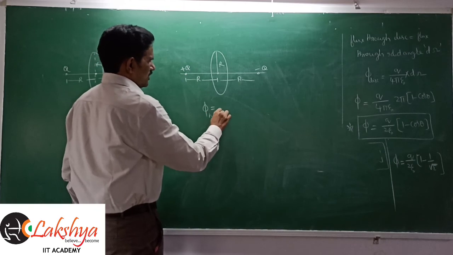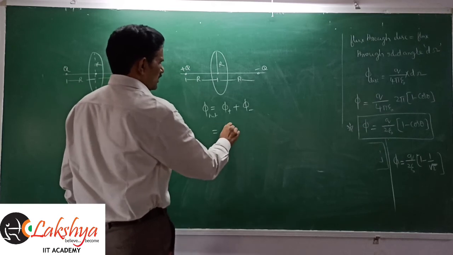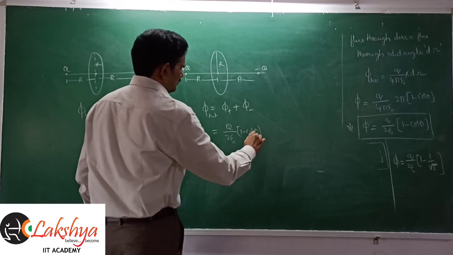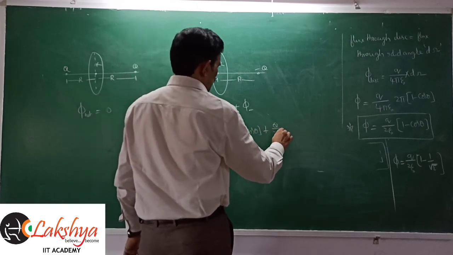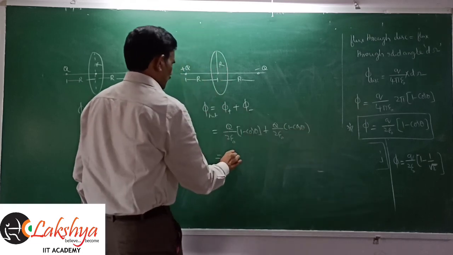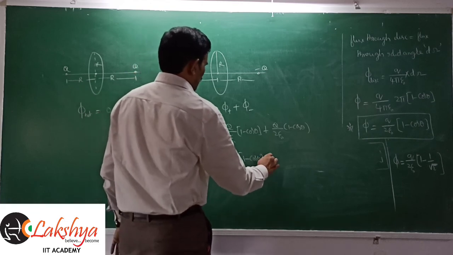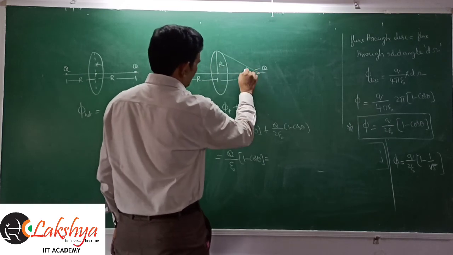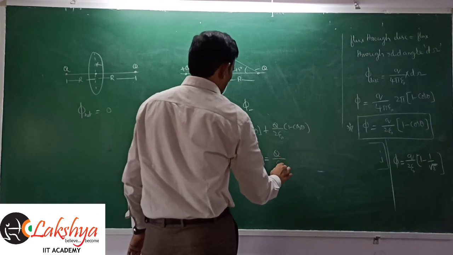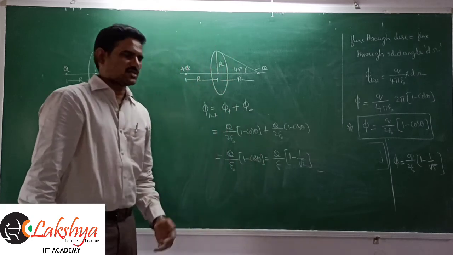So the net flux will be equal to the flux due to the positive charge plus the flux due to the negative charge. We can write this as Q by 2 epsilon naught into 1 minus cos theta plus Q by 2 epsilon naught into 1 minus cos theta. That means you can just multiply by 2 here. So Q by epsilon naught into 1 minus cos theta. If for example theta is given as 45 degrees, I can write this as Q by epsilon naught into 1 minus 1 by root 2. So that will be the answer for this question.